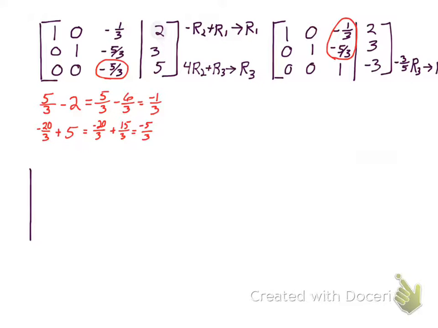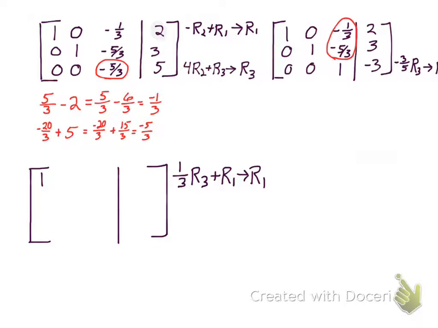Okay, let's do our augmented matrix. All right, to get rid of that 1/3, I'm going to multiply 1/3 times row 3. I'm going to add it to row 1, and that's going to become my new row 1. All right, let's go through this. 1/3 times 0 is 0. 1/3 times 0 is 0, so my 1 and 0 remain up there. Our 1s and 0s should always remain. If they ever change, you did something wrong.